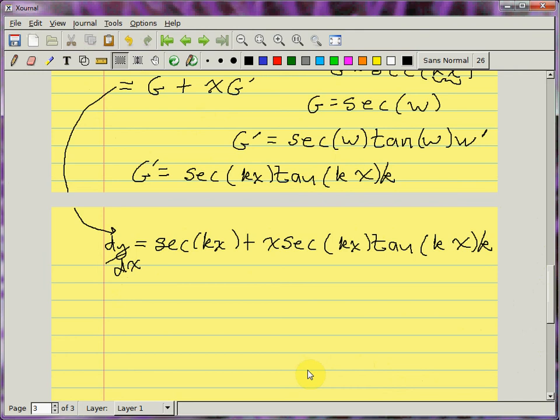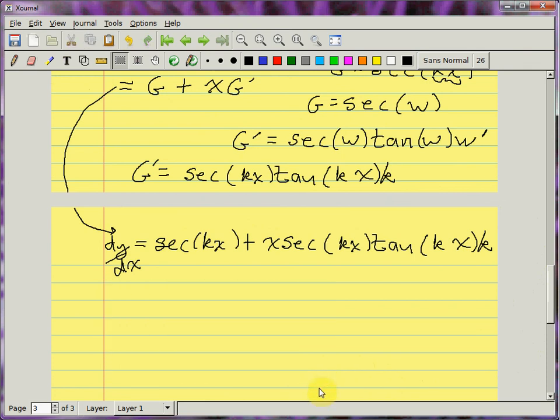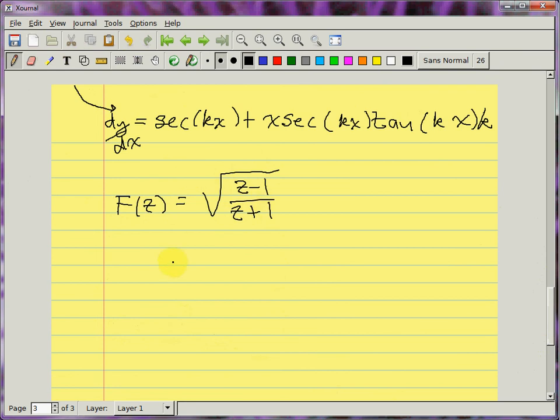Okay, so let's do one that's a little bit harder now. And I'm going to start doing them faster without all the explanation. So f of z, f is a function of z, is equal to the square root of (z minus 1) over (z plus 1). Okay, and so this is all something to the 1/2 power.